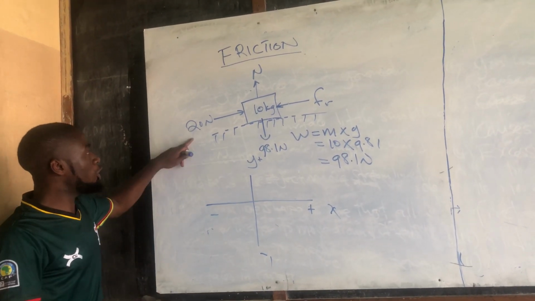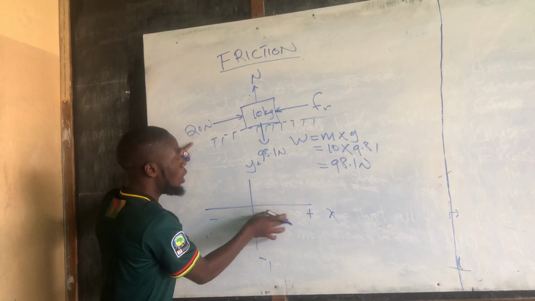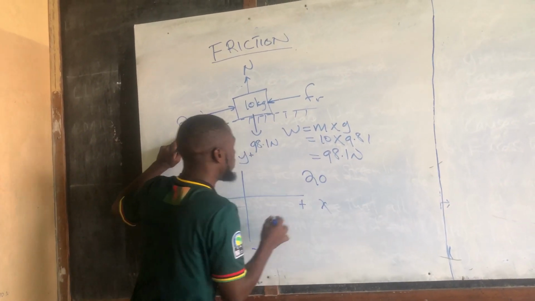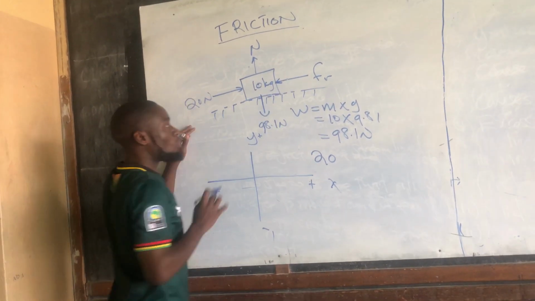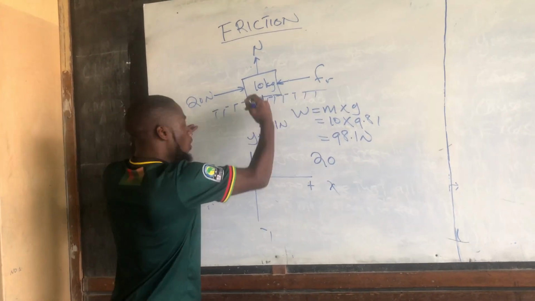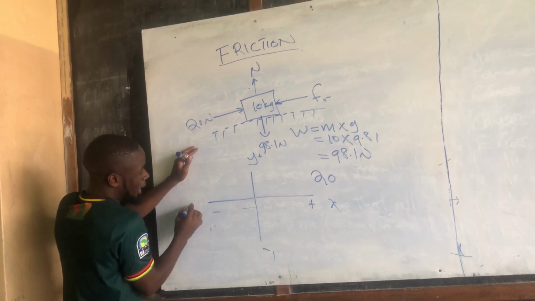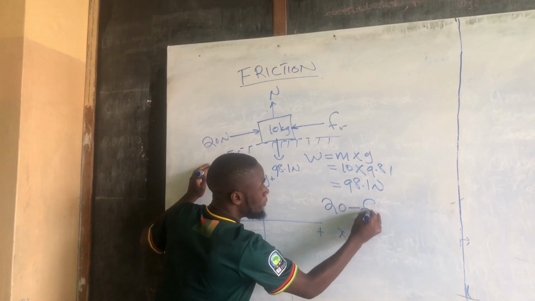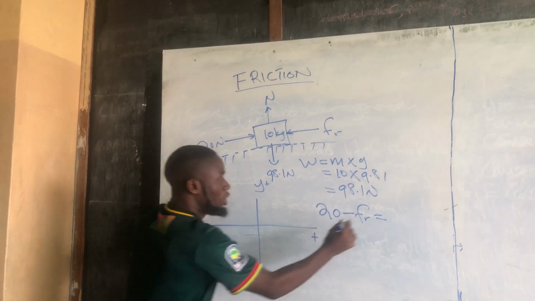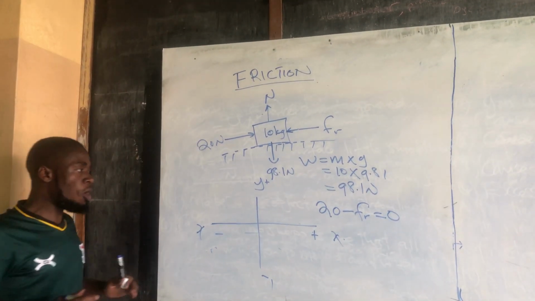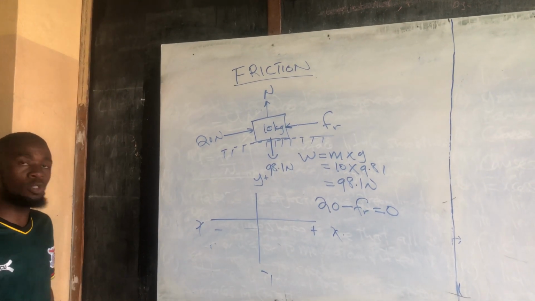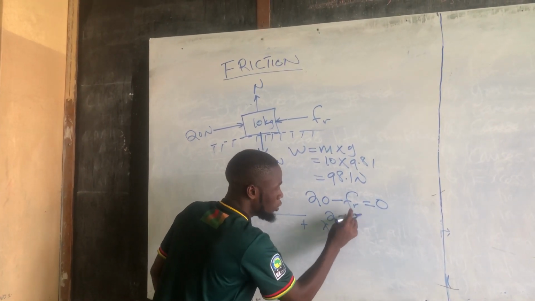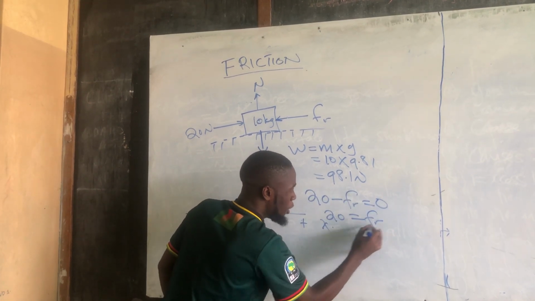So you can see that the 20 newtons is pointing in this direction, where x is positive. So we say 20 newtons. And this frictional force is pointing in this direction, where x is negative here. So you say 20 minus the frictional force is equal to 0. The summation of all the forces in the x direction should sum up to 0. And if you are asked to make an equation for the frictional force, 20 is equal to the frictional force.